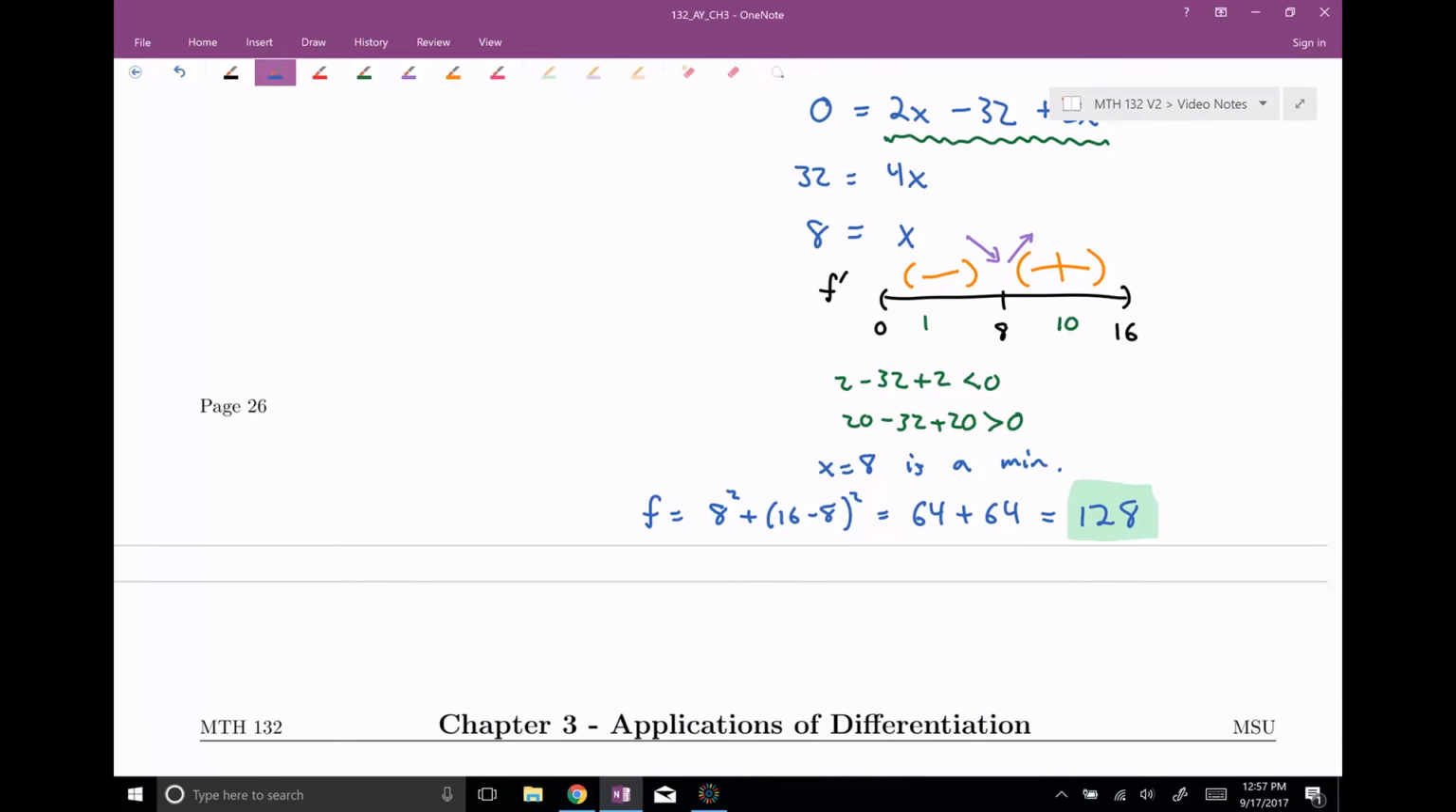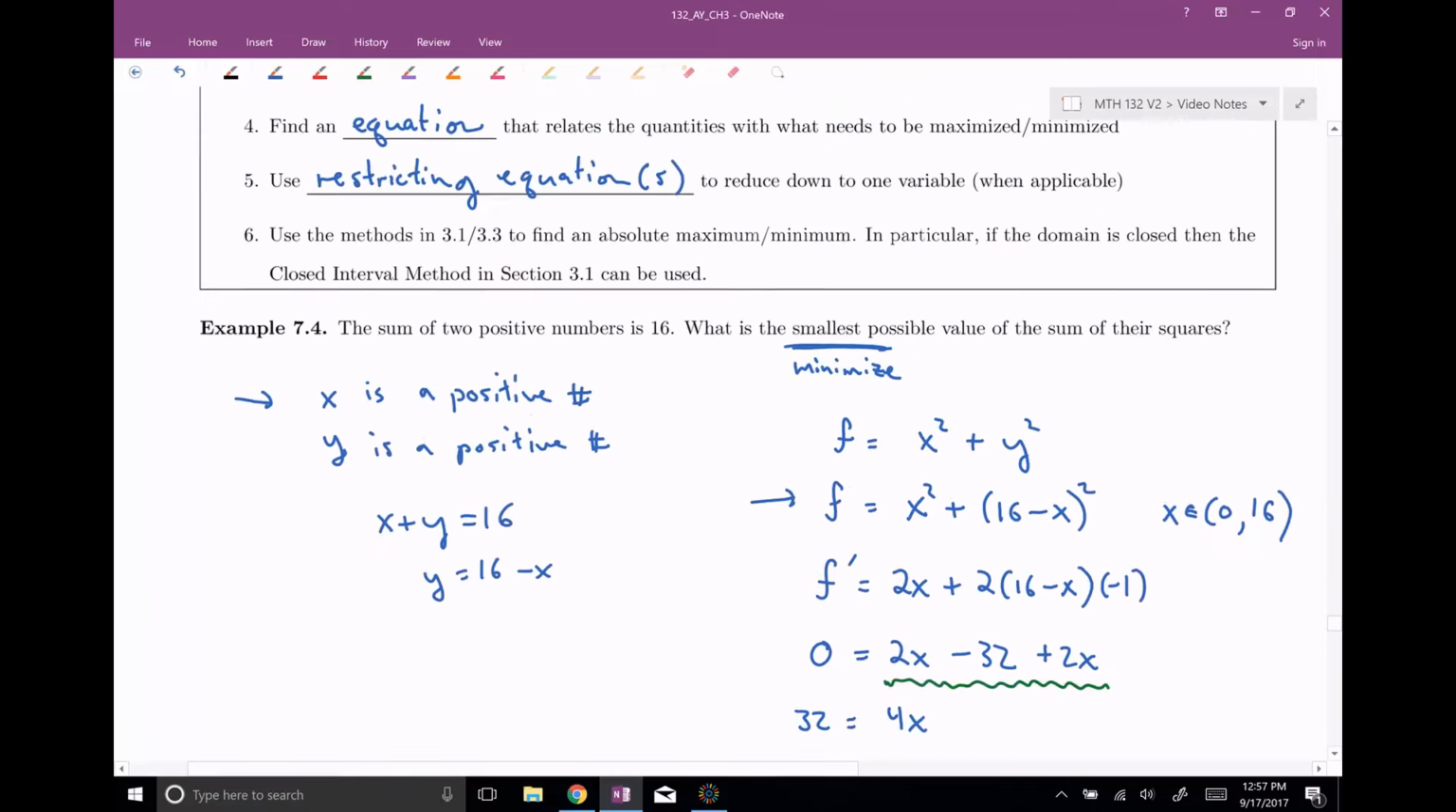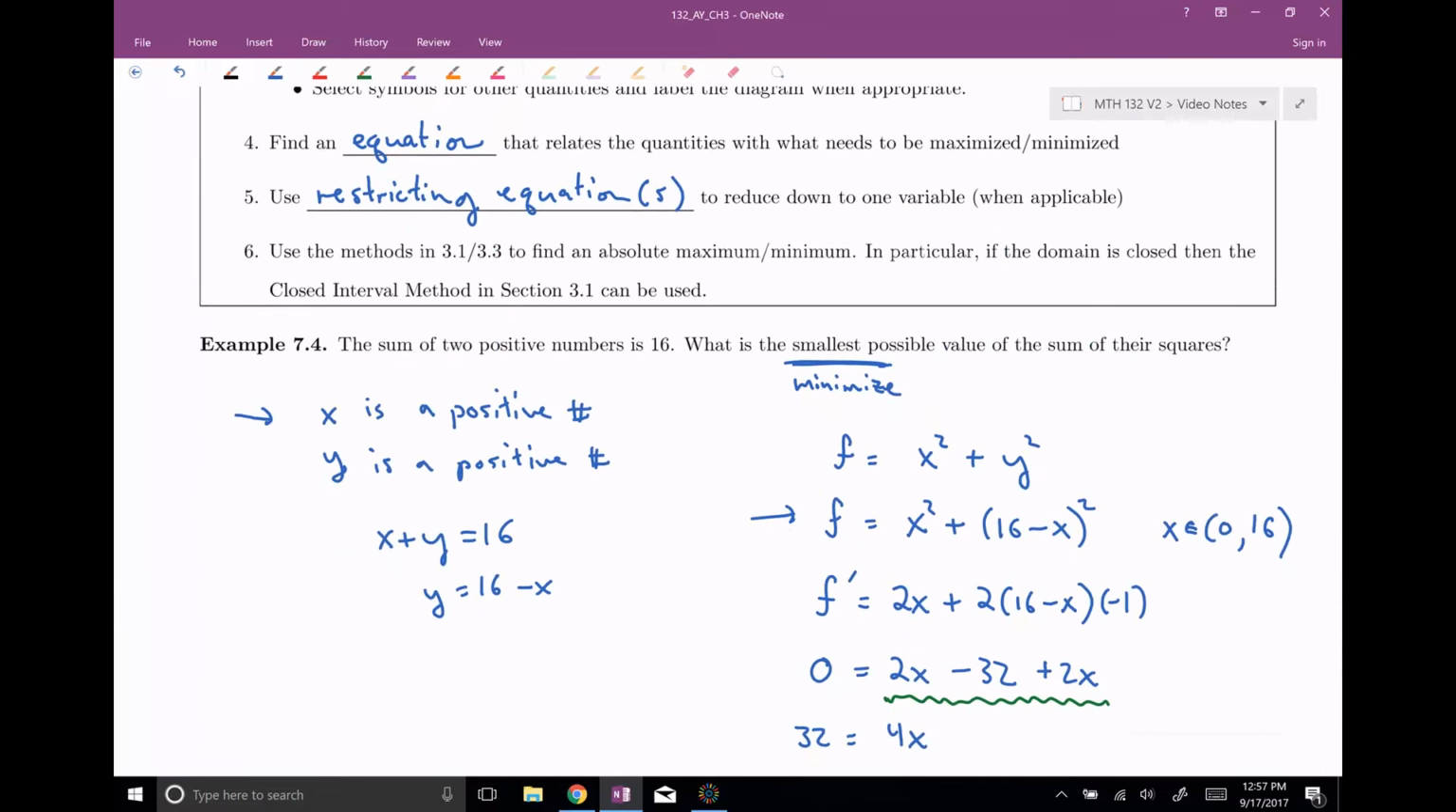And again, you can check for units and stuff. In this case, there really aren't any. All right, that is it for this video. We've seen 2 optimization problems, one a maximum, one a minimum, and you can see how these are very different. So we need more practice.